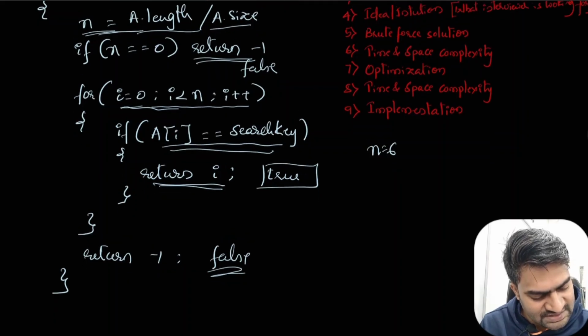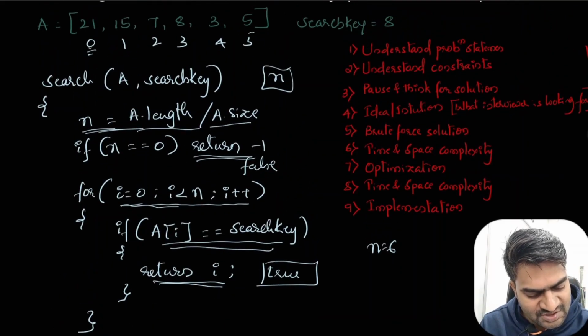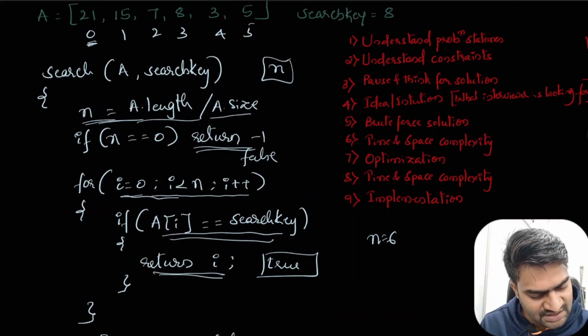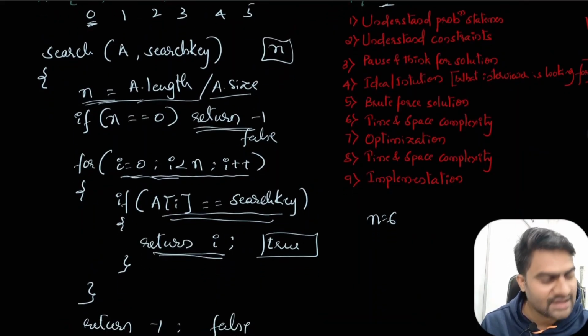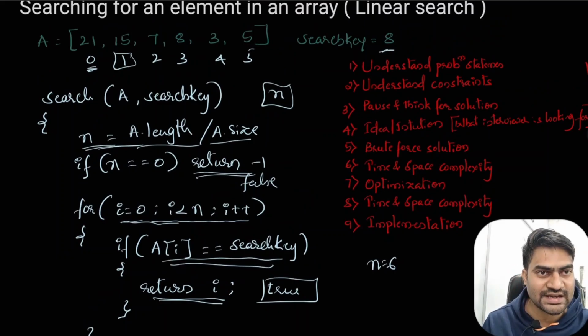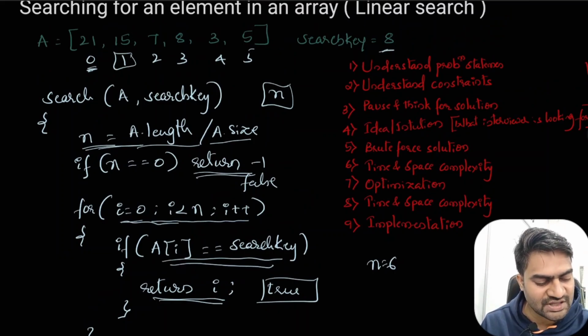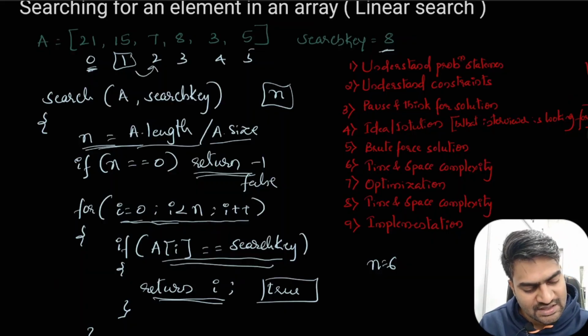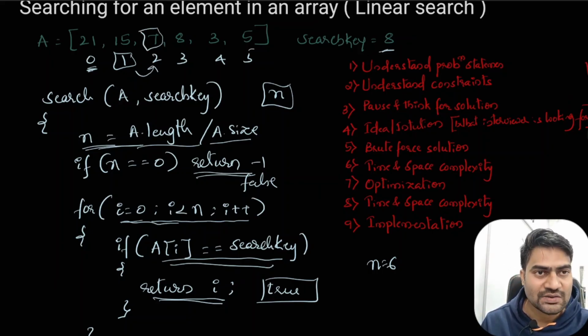Now it will start from i equal to 0, which means this particular index. Now it will check whether this 21 is equivalent to our search key. That is not the case, right? So it won't go inside. It will continue for the next index. Now it will go with index 1. Then it will check 15. 15 is not equal to 8, so it will skip the internal statement. Then it will move to the next index. Now it will check 7. 7 is not equal to our search key, so it will continue again.